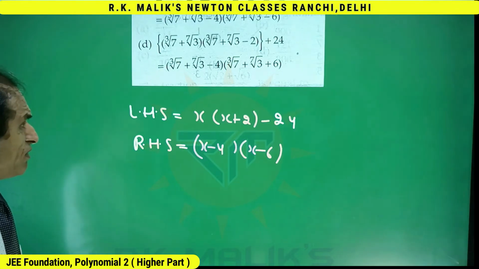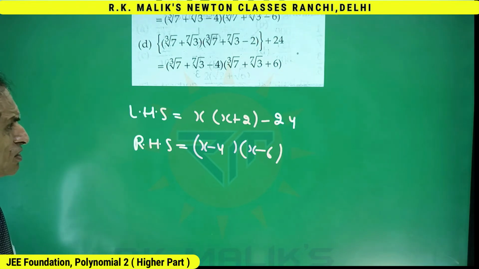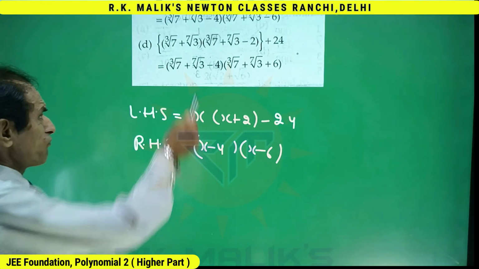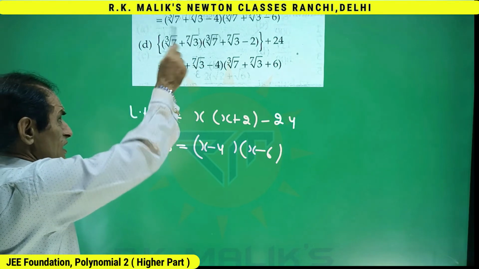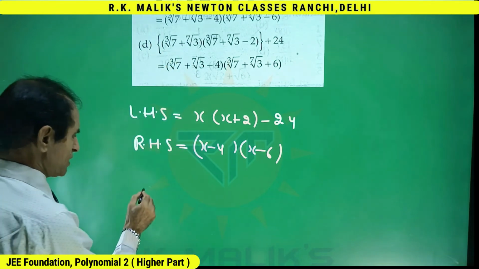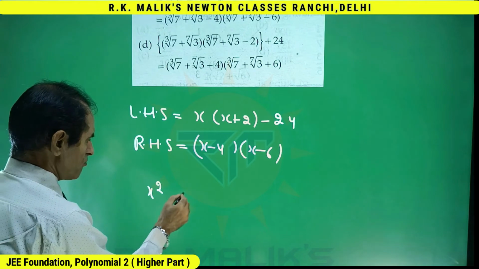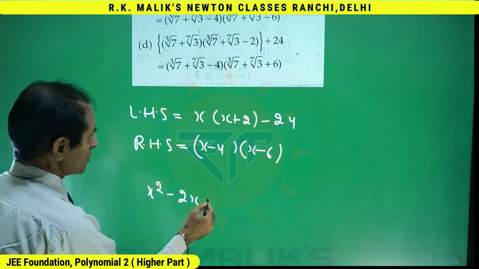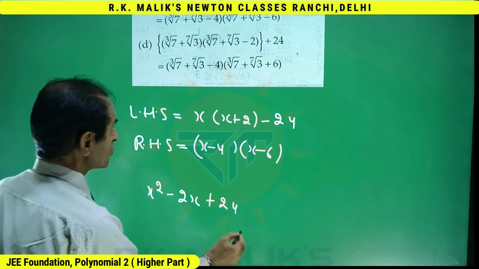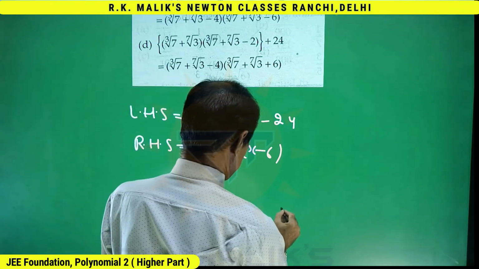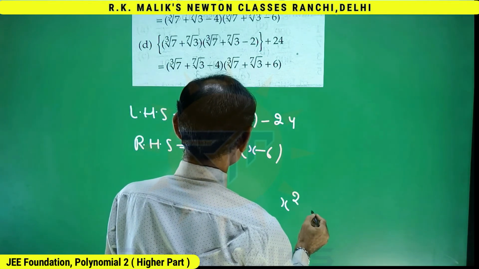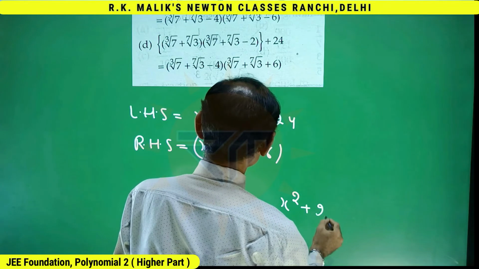And in the similar way you can check the last choice also. The procedure is same as in the first three choices I have seen. If you take this as x, in left hand side you will be getting x square minus 2x plus 24 and right hand side will be x square plus 2x minus 24.